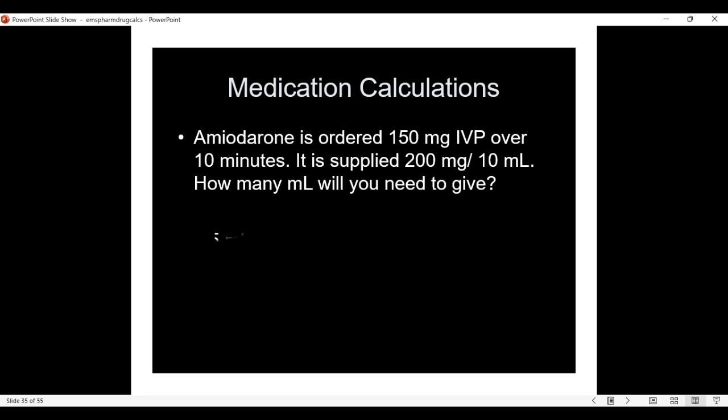All right, did you get it? 7.5, right? So how are we going to figure this? Well, we need to figure out how many we're going to have in each ml. So you're going to divide 200 by 10, right? So we're going to have 20 in each ml, but I need 150. So I'm going to divide 150 by 20, which gives me that 7.5 ml. Making sense?